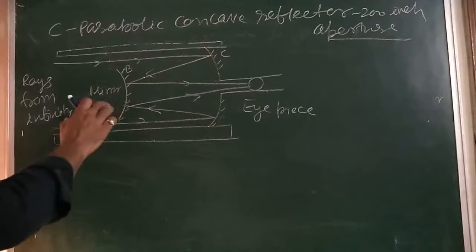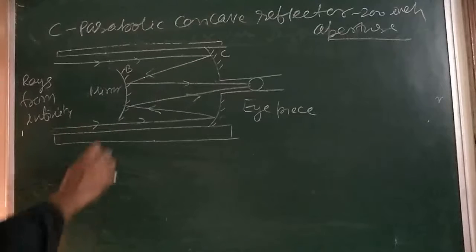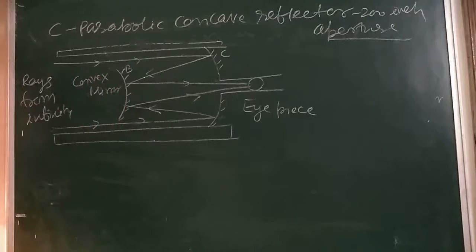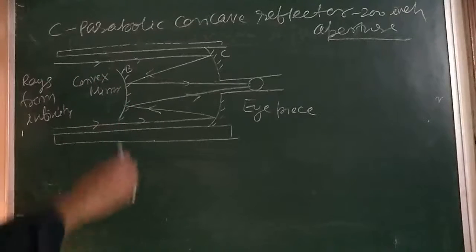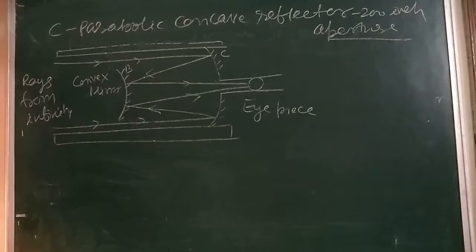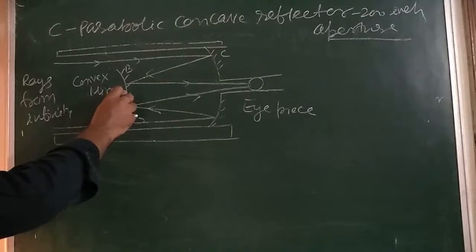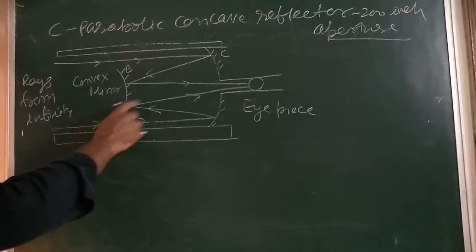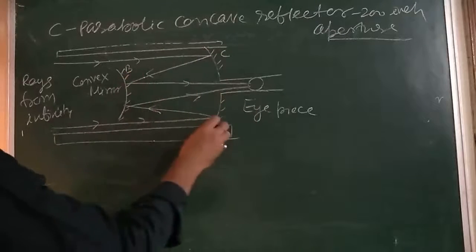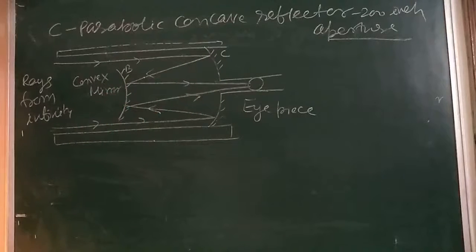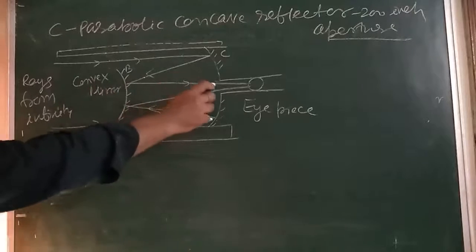But the reflected ray encounters a secondary convex mirror B, before meeting at F. Here this is a convex mirror. Before it meets at the focus, it is encountered by the convex mirror, and the convex mirror reflects them into the eyepiece. Here to here and then here to here.